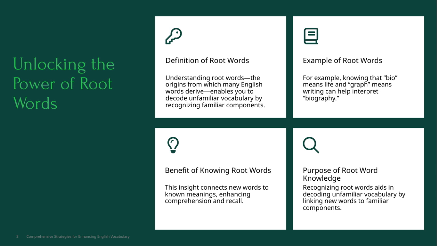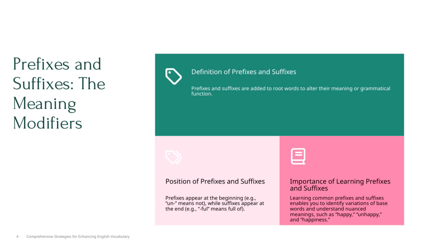For instance, take the word biography. If you know that bio means life and graph means writing, you can put those together to understand that a biography is a written account of someone's life. This way of breaking down words helps you connect new vocabulary to meanings you already know, making it easier to understand and remember new terms. Essentially, knowing root words gives you a powerful key to unlock and decode unfamiliar words by linking them to something familiar.